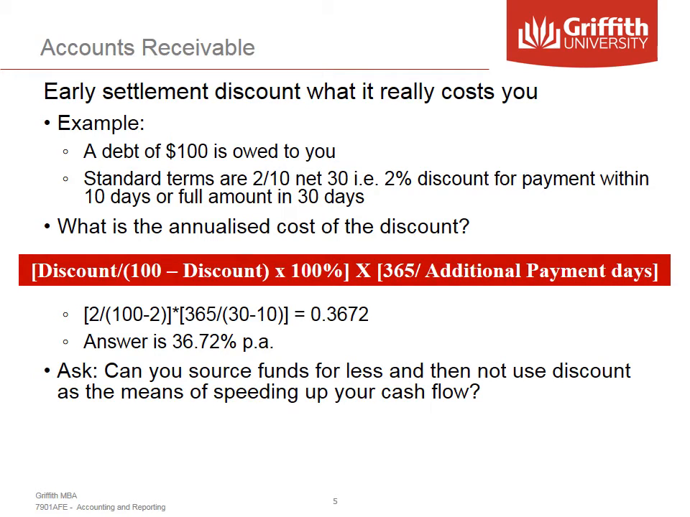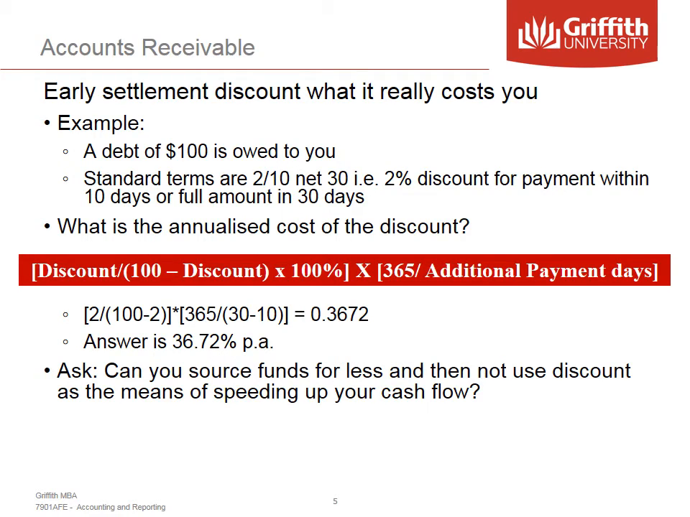We can calculate what the annualized percentage cost of that discount is to us, and we can put it into that formula. You don't need to remember that formula, but it's instructive to look at what the answer is. The answer is that $2 that you paid out, or that you didn't collect, in order to be paid 20 days sooner, turns out to be an annual rate of 36.72 percentage points.